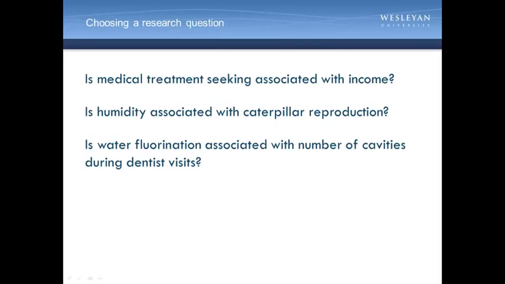Once you have a topic, it's time to build a research question. And one of the simplest research questions that can be asked is whether two topics are associated with one another. For example, is medical treatment seeking associated with income? Is humidity associated with caterpillar reproduction? Is water fluorination associated with number of cavities during dentist visits?